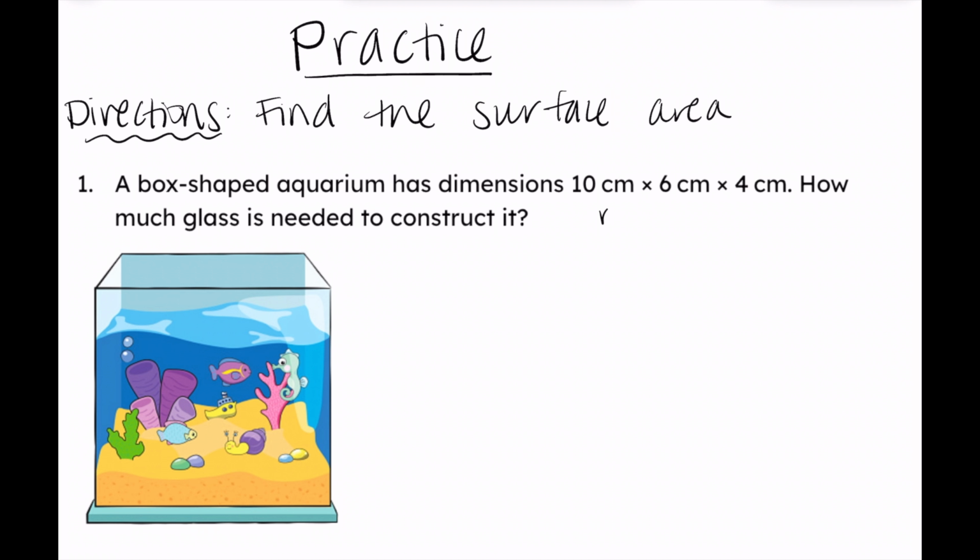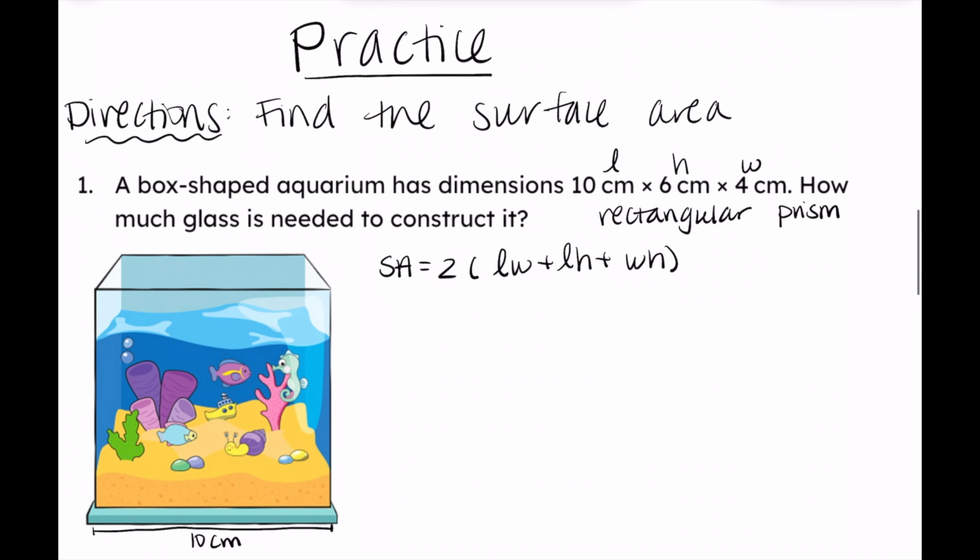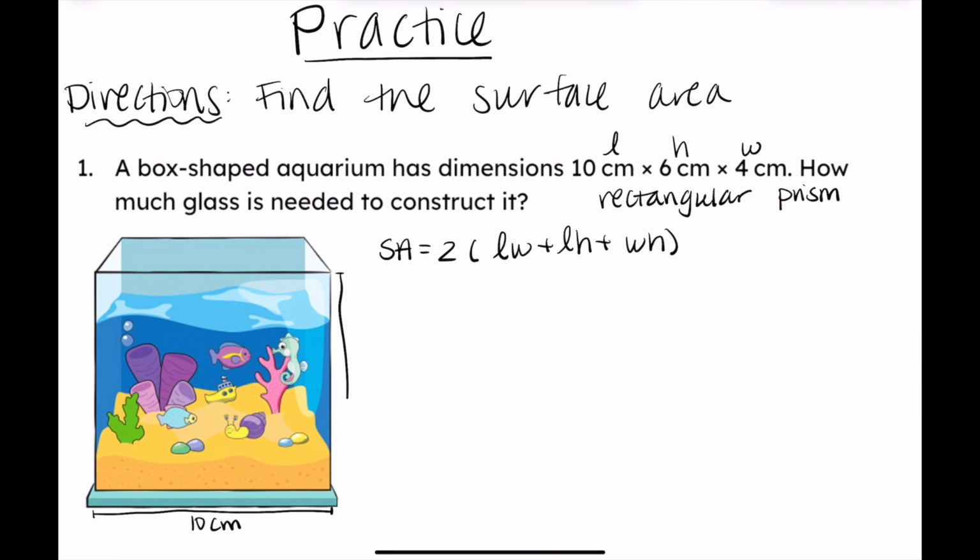So our shape here is a rectangular prism, and the surface area equation for a rectangular prism is 2 times length times width plus length times height plus width times height. Our length here is 10 centimeters, our height is 6 centimeters, and our width is 4 centimeters. So we'll just go ahead and plug everything right in.